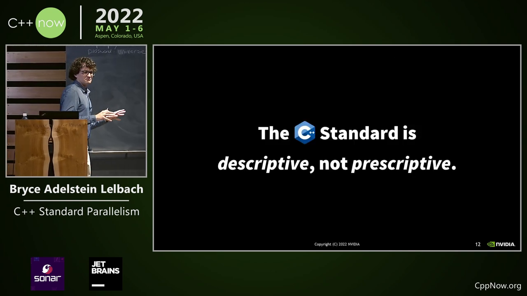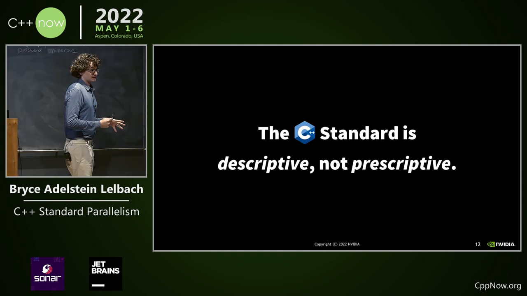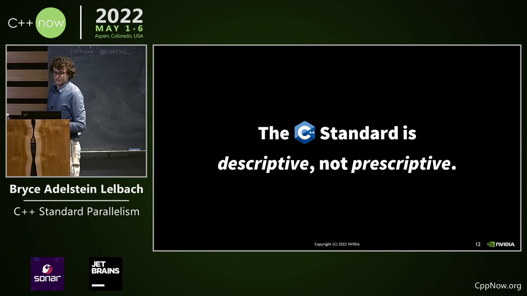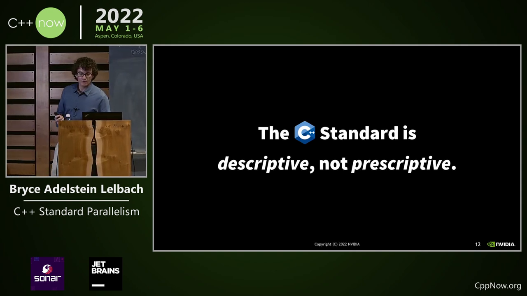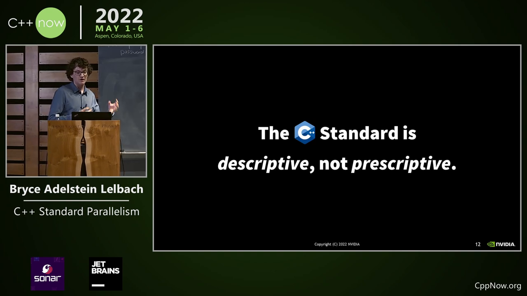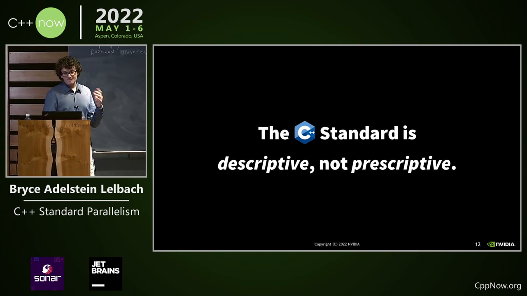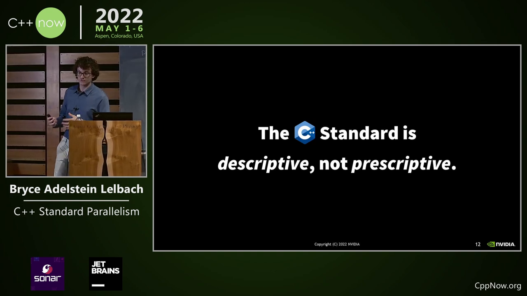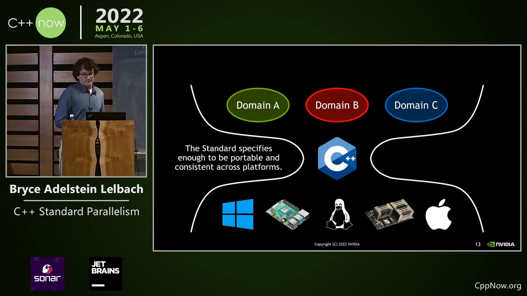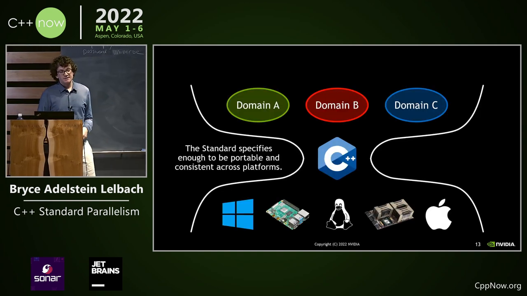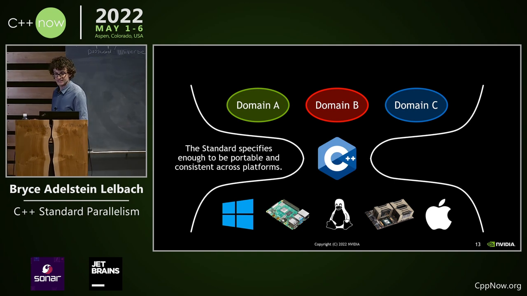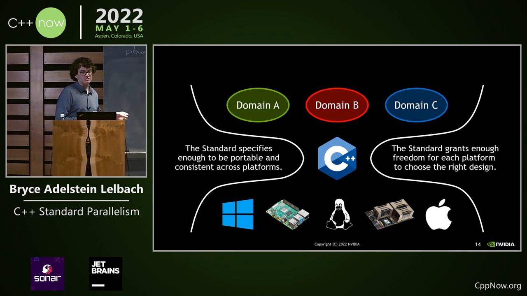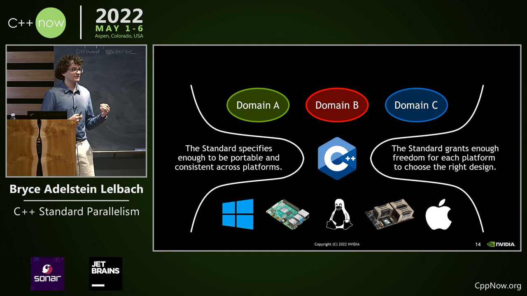I also want to briefly talk about the nature of the C++ standard. The C++ standard is descriptive, not prescriptive. It does not prescribe exactly how everything is implemented. It describes instead the structure of C++ source code and the semantics of the abstract machine that executes that source code and the requirements on how that abstract machine is implemented. So the standard specifies enough to be portable and consistent across platforms and domains, but it gives enough freedom for each platform to choose the right design for their implementation and their environment.